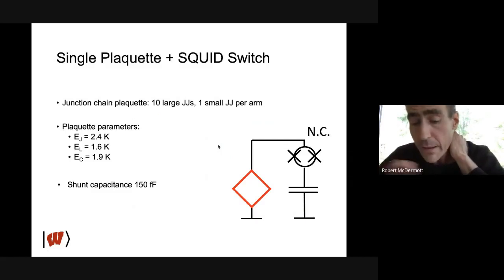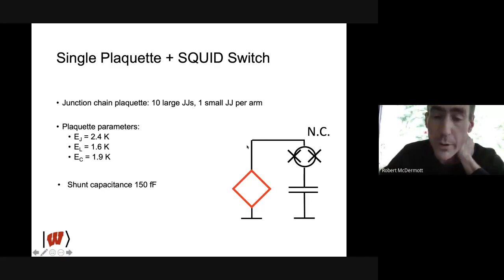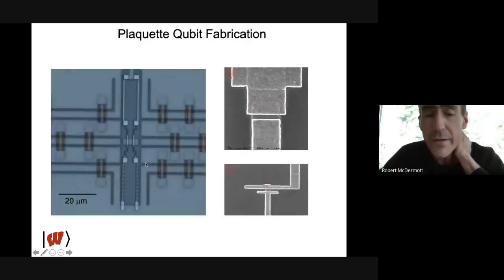So in the remaining few minutes, I'll say a little bit about some experiments that we've done at Wisconsin. Here we're working with a slightly different circuit that just has a single plaquette element, but we do have this tunable capacitive shunt that's connected through a squid switch that we can modulate. So this is how the device looks.